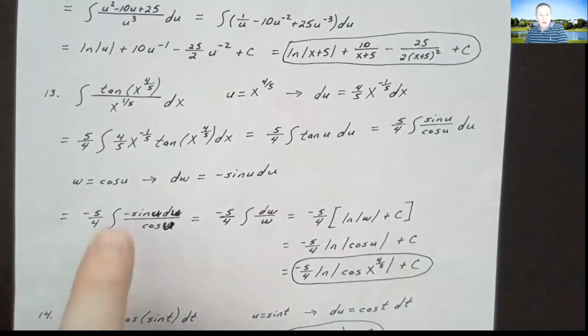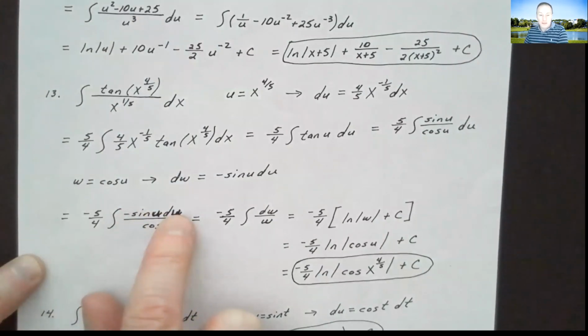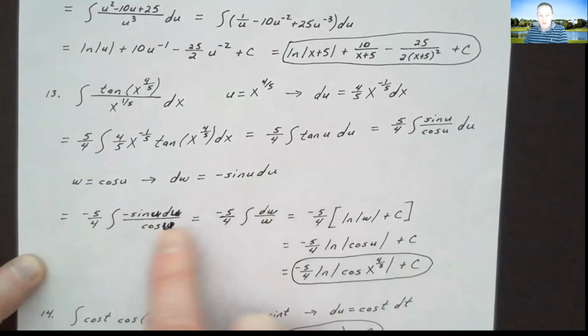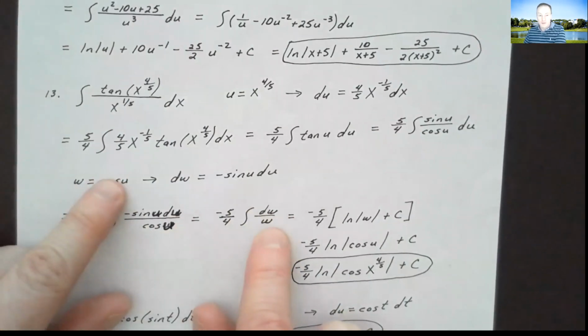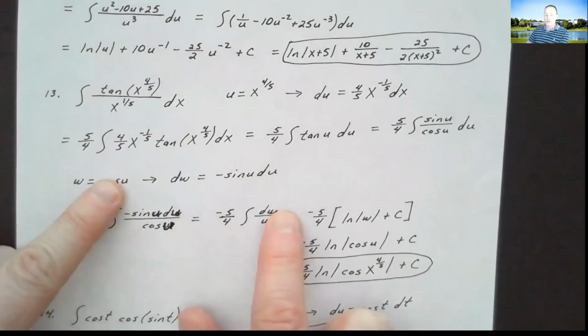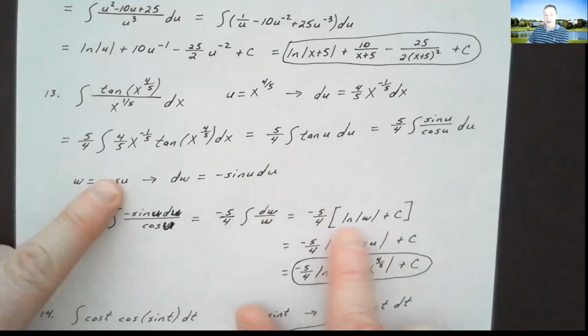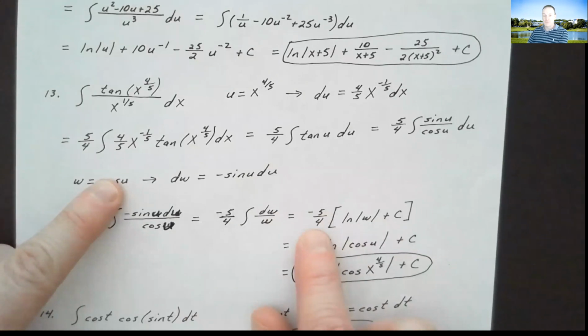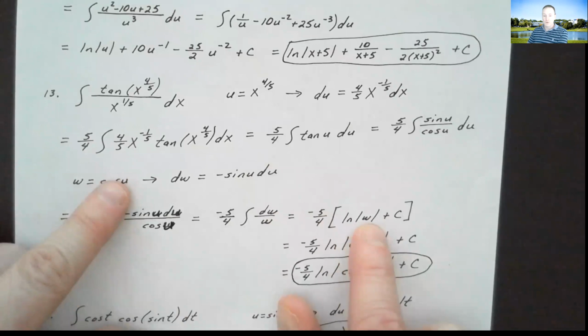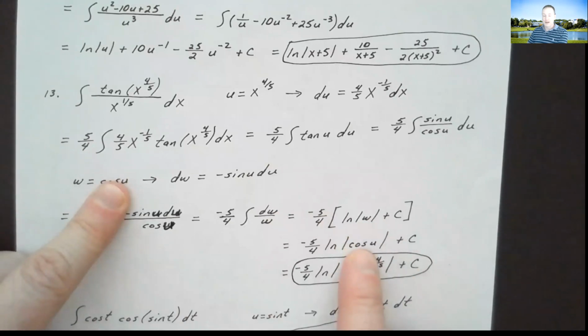But that numerator, the negative sine of u du, all of that becomes dw. My denominator, the cosine of u, becomes w. So I have negative 5/4 the integral of 1 over w dw. We know that that's the natural log of the absolute value of w plus c, multiplied by negative 5/4. Well, now I back substitute. I know w is equal to the cosine of u, so now it's the natural log of the absolute value of cosine of u.